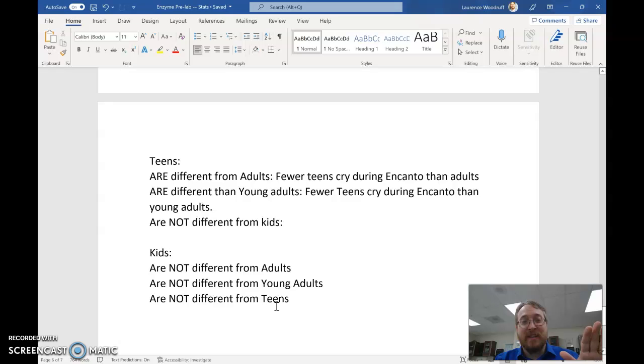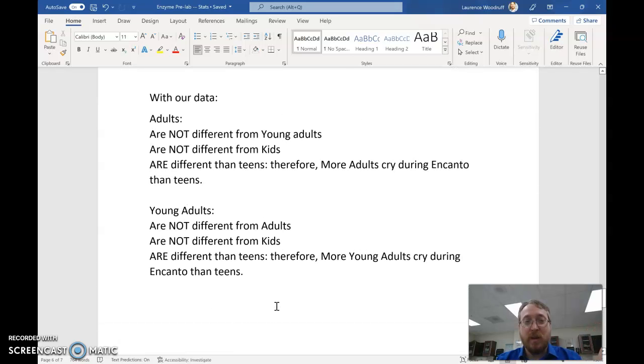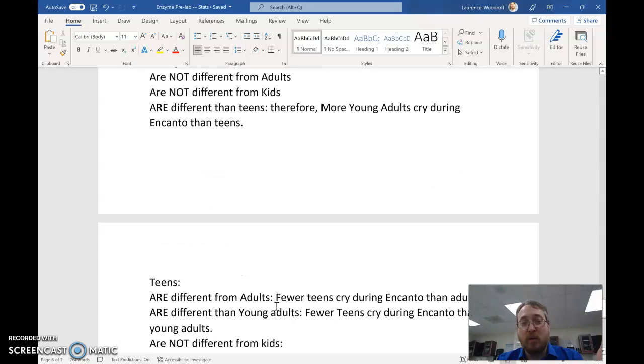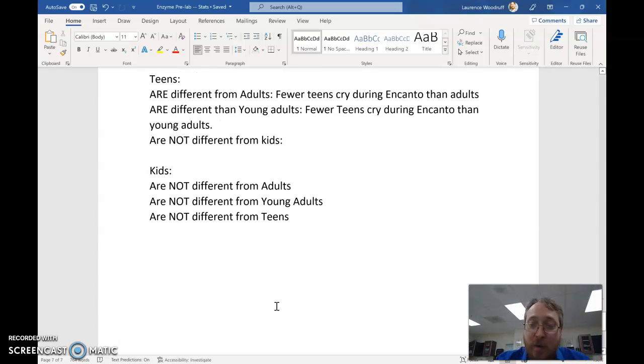And that is where we get these summaries. Adults are not different from young adults. They're not different from kids. But more adults cry during Encanto than teens because they are significantly different from teens, so on and so forth. And no claims can be made about kids. That's kind of what we're looking for.